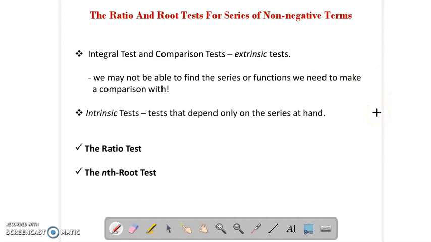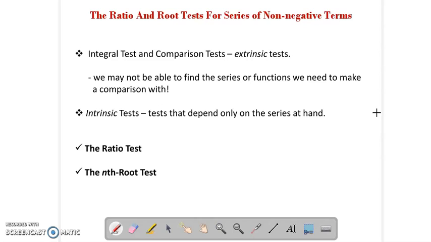So far, given a series of non-negative terms, we have discussed the integral test and the comparison test. These are called extrinsic tests, the tests that depend upon comparing series with integrals or other series. They are useful, but for many reasons, we should look for tests which do not require any comparison.